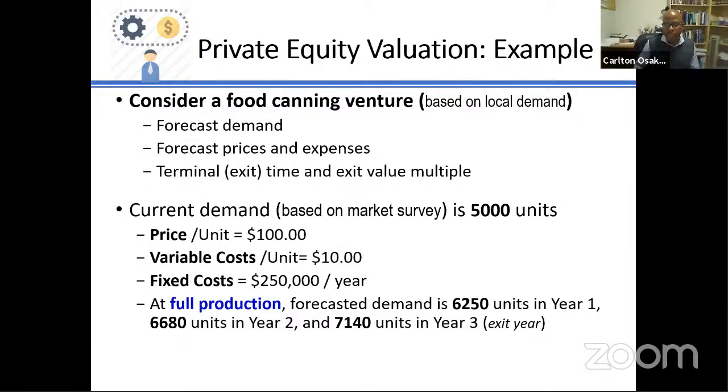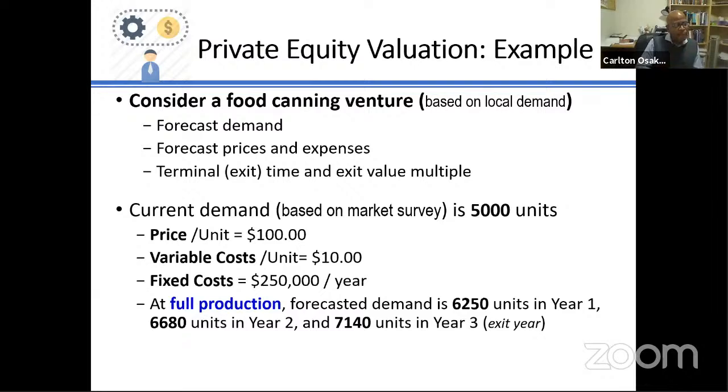So here are some numbers to work with for the example. The current demand based on the market survey is 5,000 units. The price per unit is $100. So this would be for a crate of canned goods and so on. The variable cost per unit is $10, and the fixed cost is $250,000 per year.